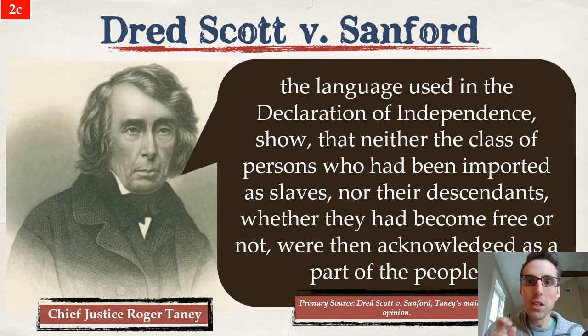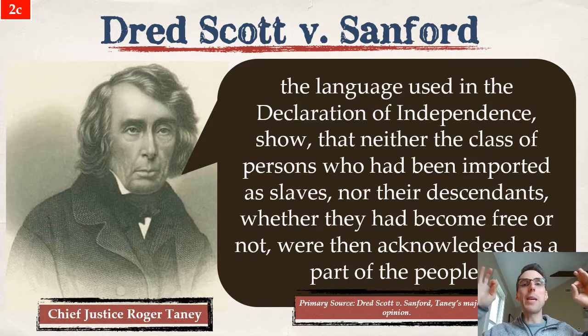He goes on, the language used in the Declaration of Independence shows that neither the class of persons who have been imported as slaves nor their descendants. So he's saying all African-American slaves, whether they had become free or not. Now he's saying all black people in America were then acknowledged as a part of the people. This is that thing about we the people. He's saying the people did not include black people. Again, that is untrue. That is untrue.